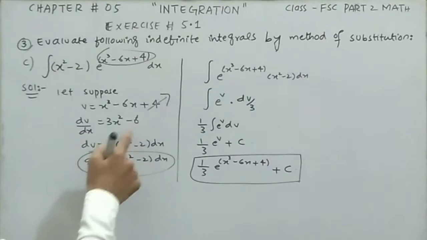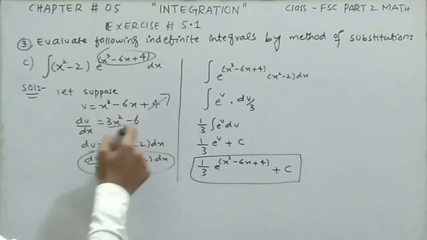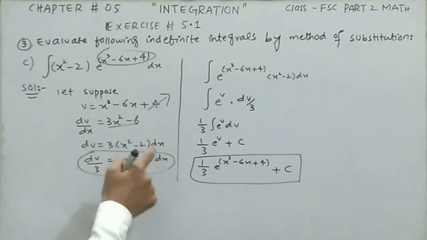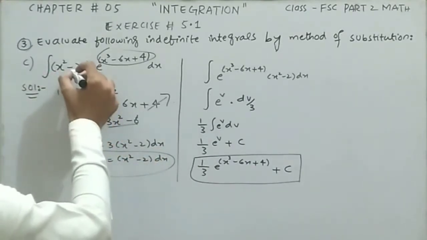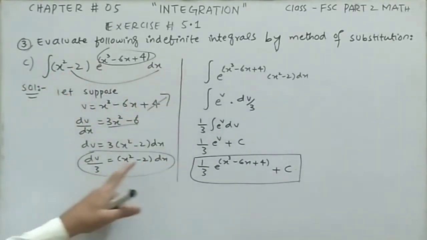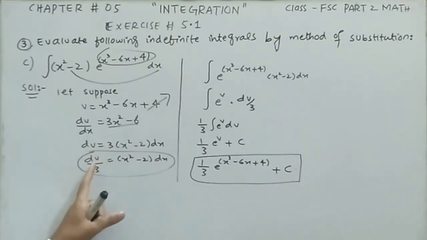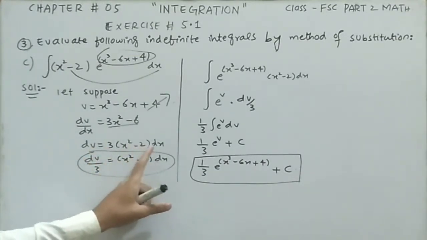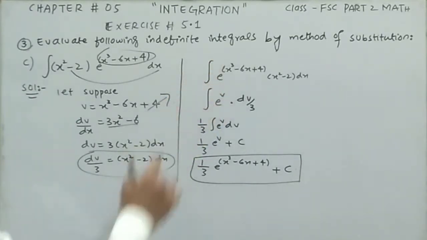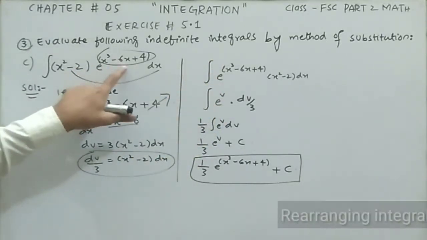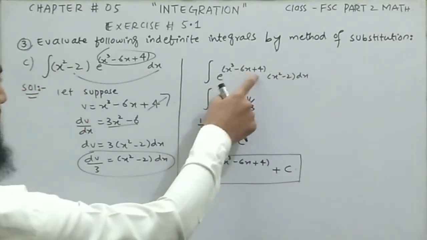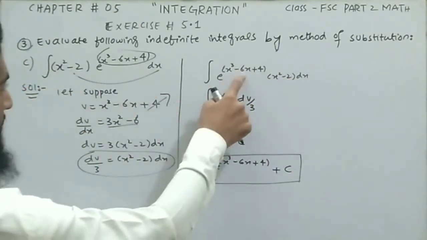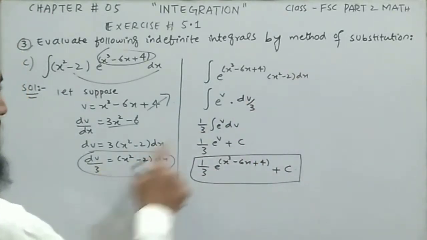So shift dx to the right hand side and take 3 common from here. By taking 3 common, we are left with x square minus 2, and shifting dx to the right hand side, it becomes dx. Now here we need x square minus 2 into dx, so divide both sides by 3, so dv by 3 is equal to x square minus 2 into dx. So our new integral will generate e power x cube minus 6x plus 4 times x square minus 2 into dx. So e power x cube minus 6x plus 4, we supposed v, so it becomes e power v. And x square minus 2 into dx is dv by 3.